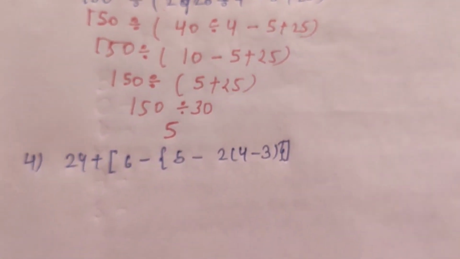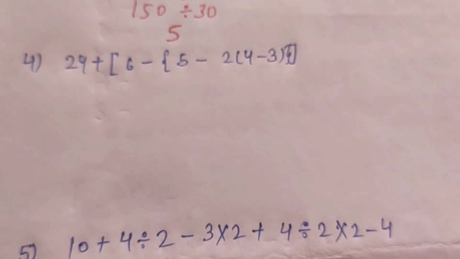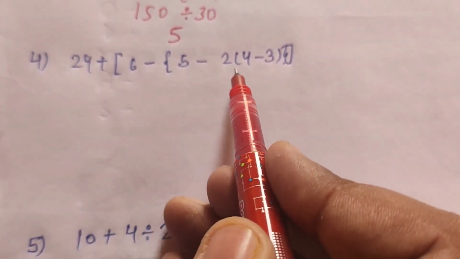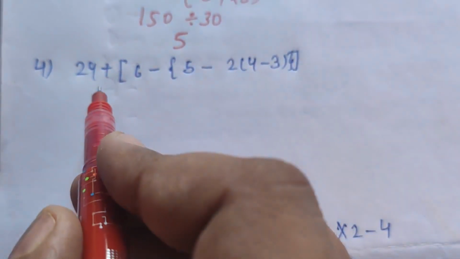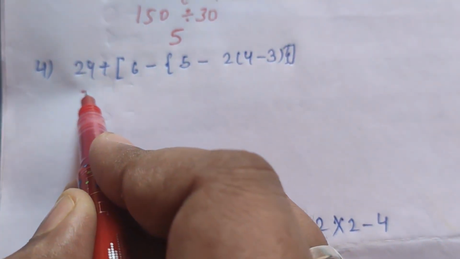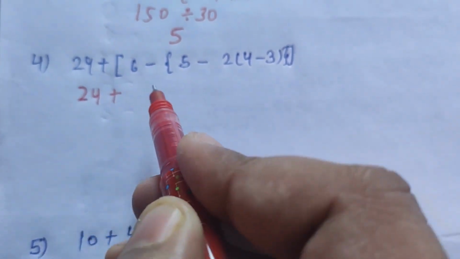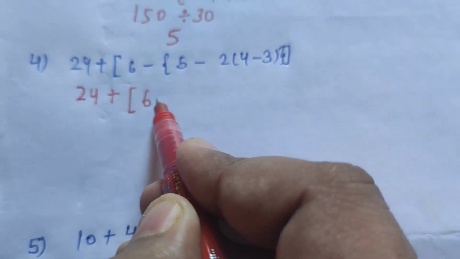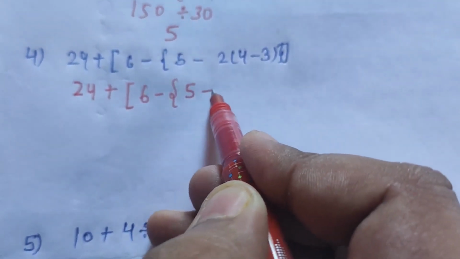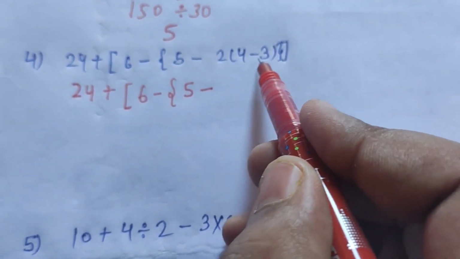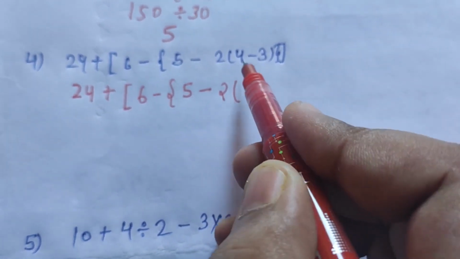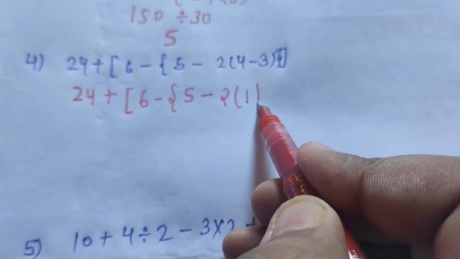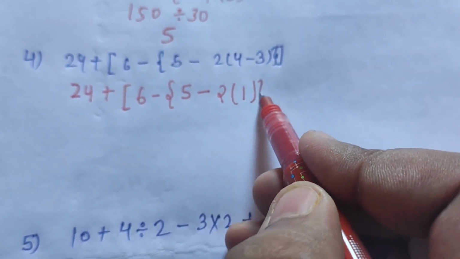Now next, question number 4. Here you can see a smaller bracket is also there, a middle bracket is also there, and a big bracket is also there. So first of all we will solve the smaller bracket, and the rest we will write the same, like 6. Now here you can see 4 minus 3 will be 1. So 2 and in the bracket 1.